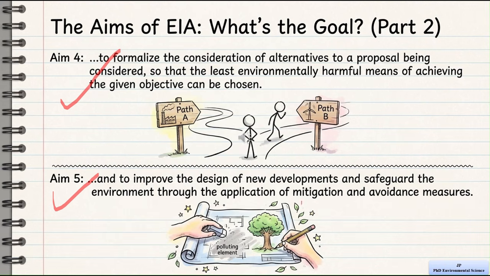For example, using filters to reduce pollution, treating wastewater. Avoidance means preventing damage completely. For example, changing project location, not cutting trees. So EIA not only studies impacts, it also helps to make the project safer and better.